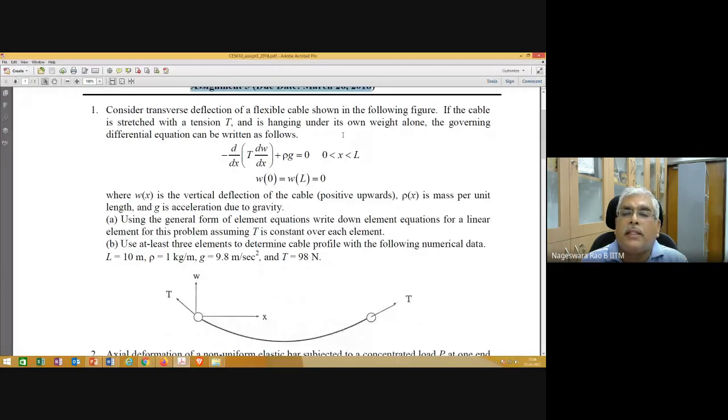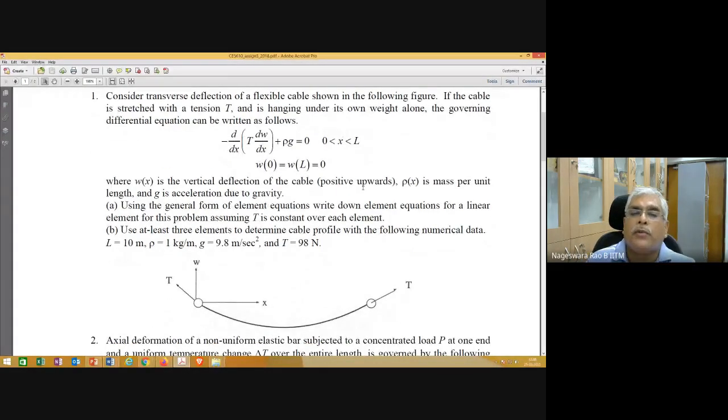So this is the kind of problem which may be very interesting to you as a structural engineer or as a civil engineer or somebody who is interested in structural mechanics. Okay, so you can see here it is a flexible cable, the governing differential equation corresponding to a flexible cable, and then the corresponding boundary conditions are given.